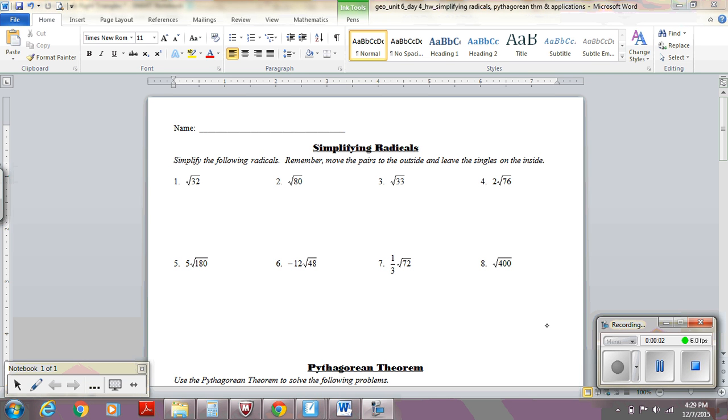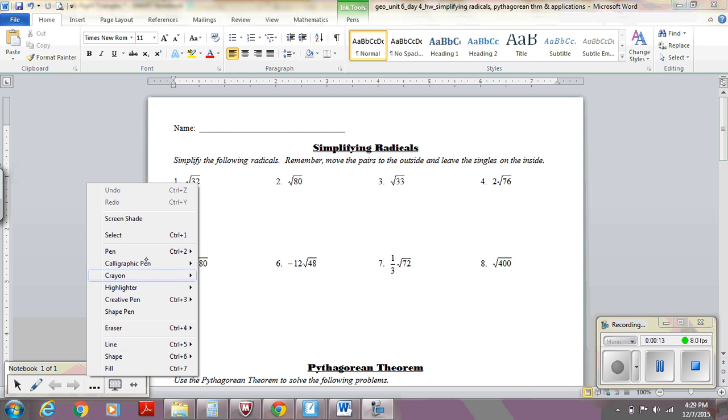All right, Unit 6, Day 4 homework tutorial. I'll work a select few problems with you all to help get the process started. Number 1 through 8 wants you to simplify the radicals.